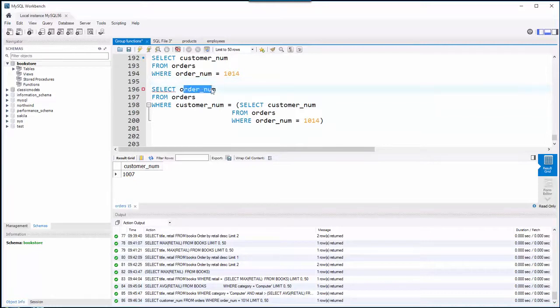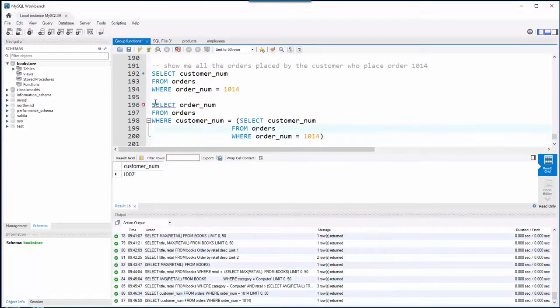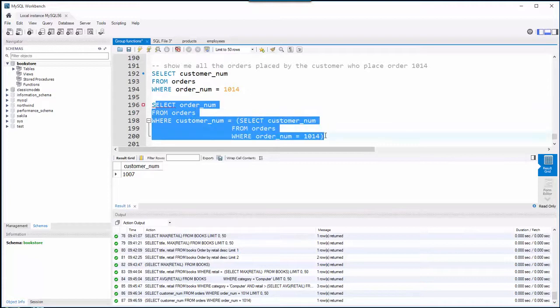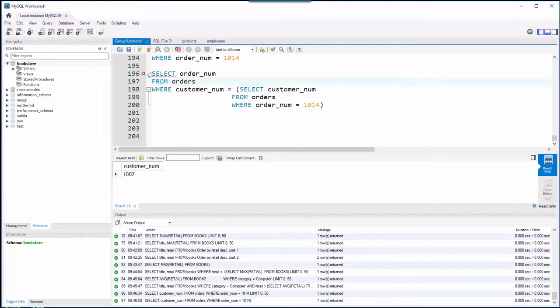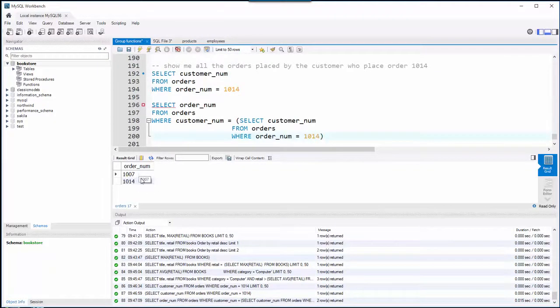I'll select the order number from orders where the customer number equals, and basically this is the 1007, right? When I run that, that's what I get. I get 1007. So now I'm saying show me all the orders placed by that person. So now I can select all of that, hit run, and I see there was only one other order. It's 1014. Of course, if I wanted this person's name and address, I could ask for that information in the select, and I'd have to join the orders table to the customer table, but that would still run just fine.